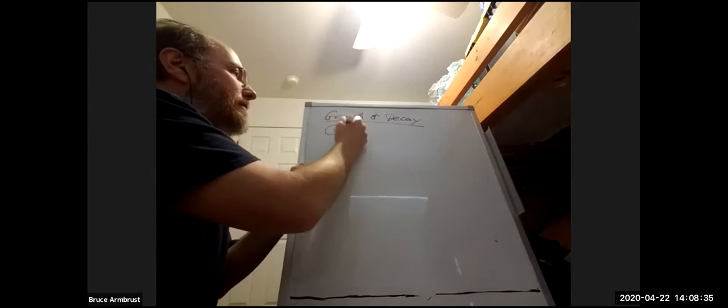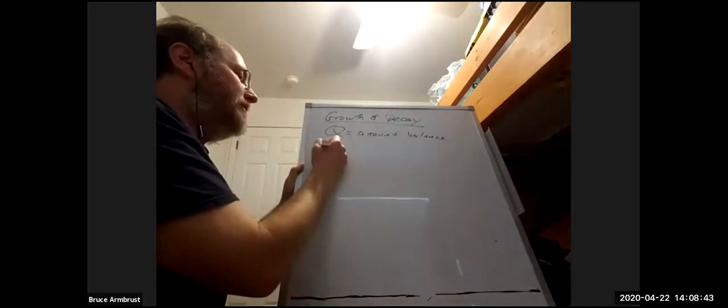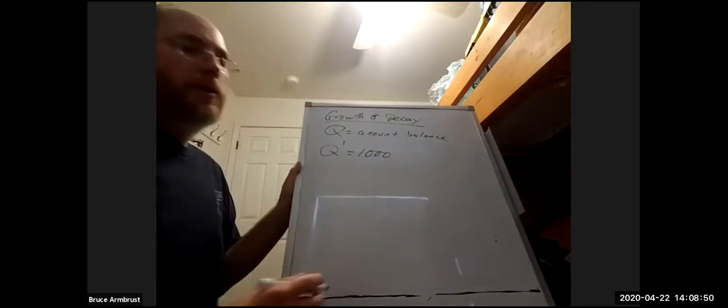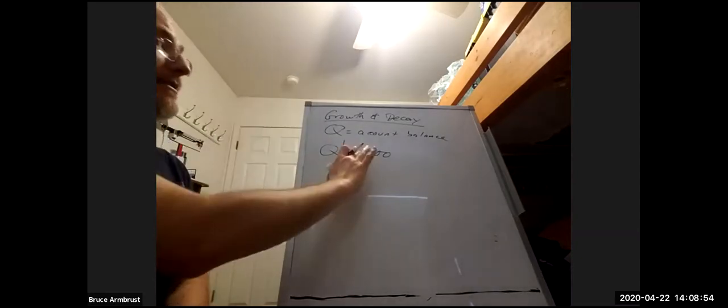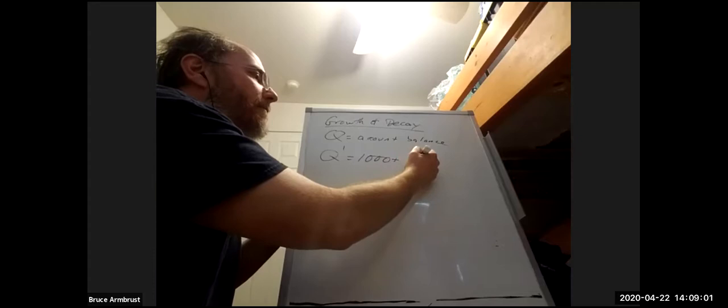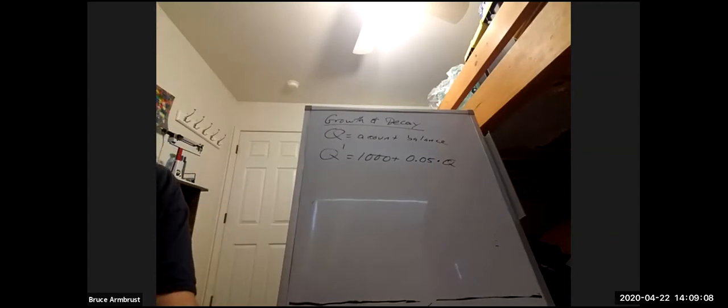So here's what this would look like. If Q is our balance, so let's write Q is the account balance, what we'd see is that Q prime is going to equal, well, we're going to have $1,000 a year. So I'm just going to put $1,000 in. And then I'm going to add to that my 5% growth rate on my money. So 0.05 times however much I already have. So this is another linear first order. It's also separable, however you want to see it.